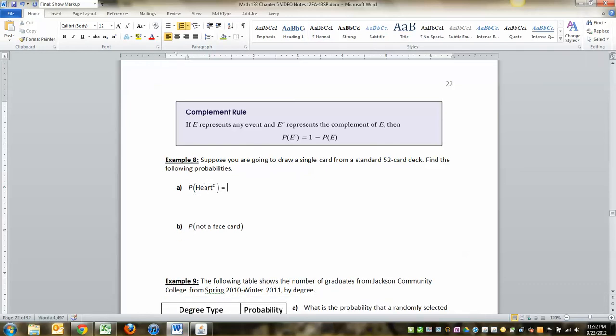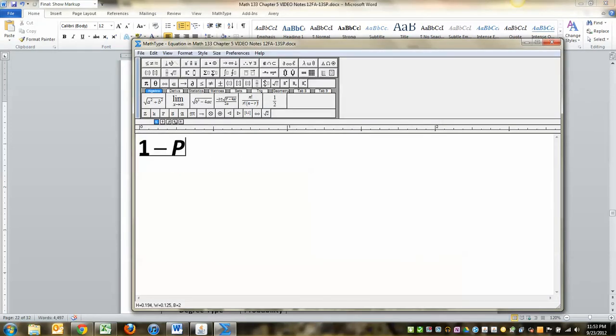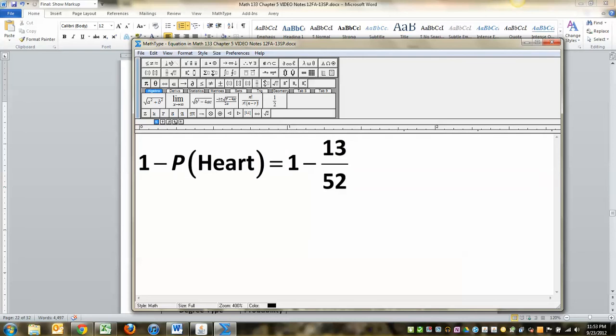All right, so what about the probability of a heart complement? According to this rule, that's 1 minus the probability of a heart. But we know the probability of a heart is 13 out of 52 because there's 13 heart cards out of a 52 card deck, which remember is 39. Oopsie. 39 out of 52. Now, where am I getting the 39 out of 52 from?